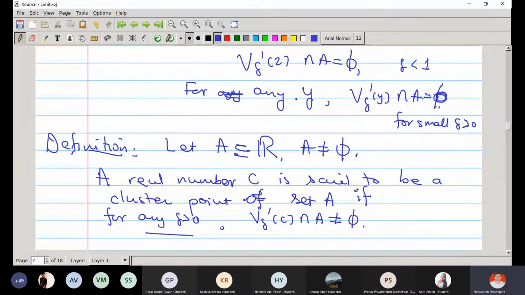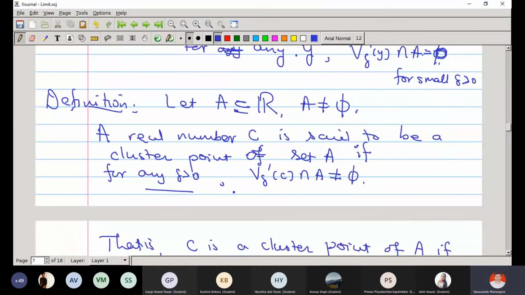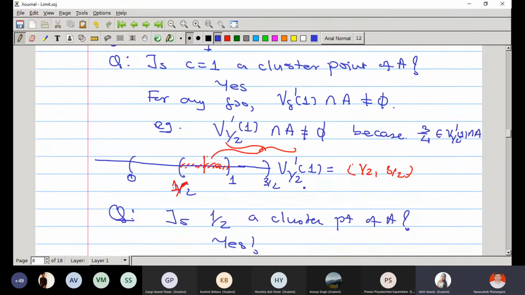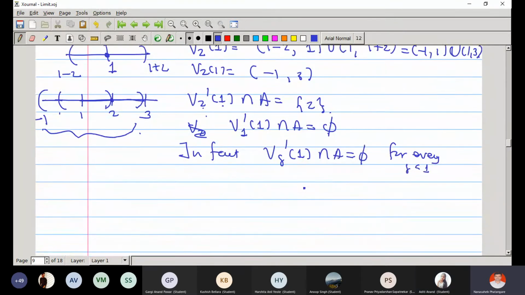The definition says that for every delta this should be non-empty. Is it non-empty for every delta? No, sir. For some delta it is non-empty, but for some delta it is empty, right? So therefore, hence 1 is not a cluster point of A. So this is clear.